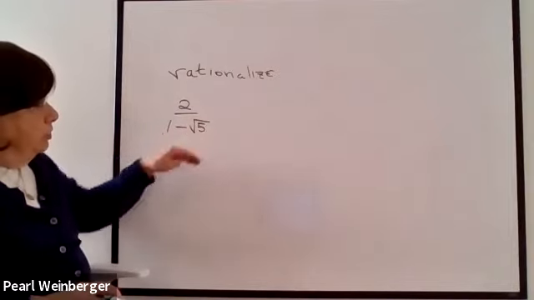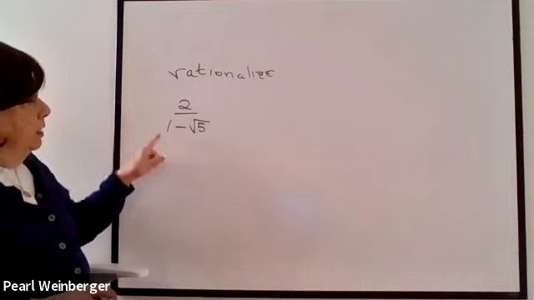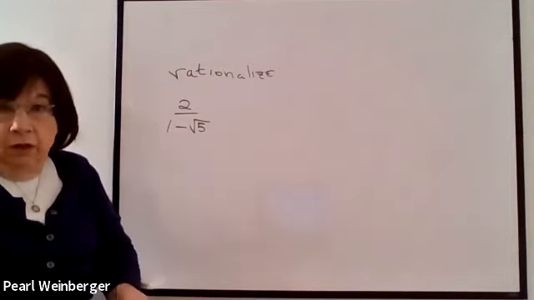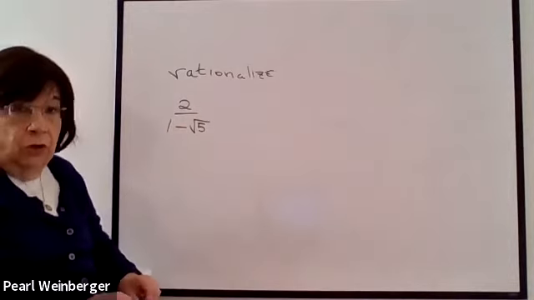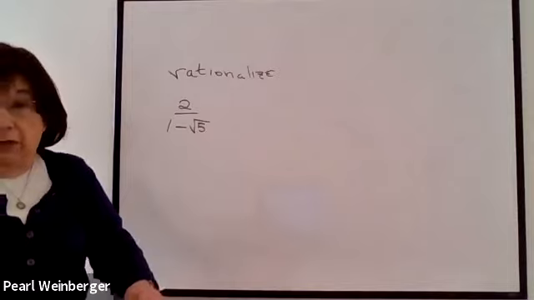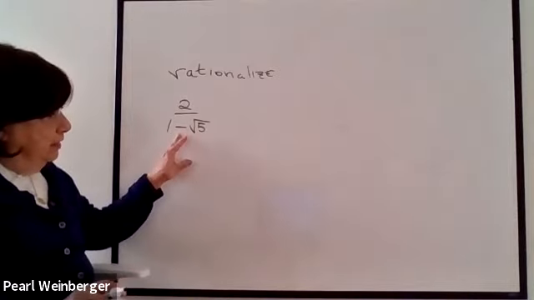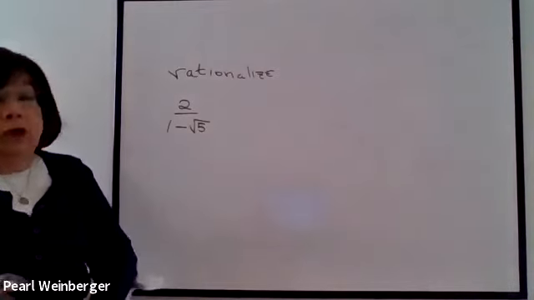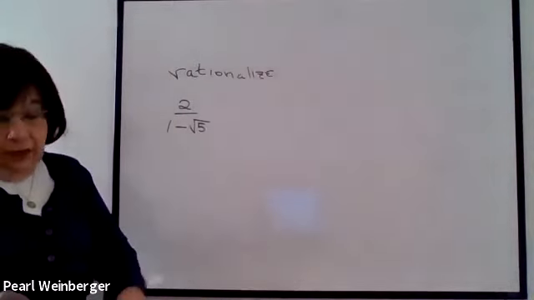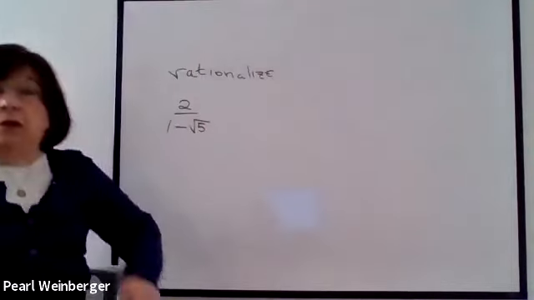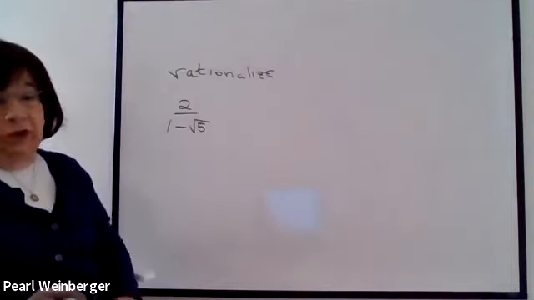Again, I have a fraction. And in the denominator of my fraction, I have 2 terms. One of them has a radical in it. Could be both of them have radicals, but it's 2 terms. It's not a monomial. And we want to, again, rationalize that denominator. We want to make sure that we have no radicals in the denominator.